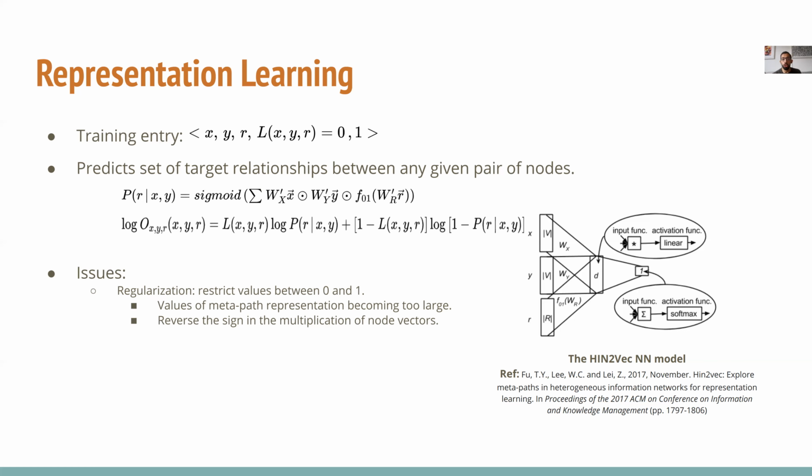Okay, so this is the model, and the loss function we have here is the normal cross entropy function. So L, which is 1 in this case, times the log of the probability if it's 1. If it's 0, then 1 minus L.